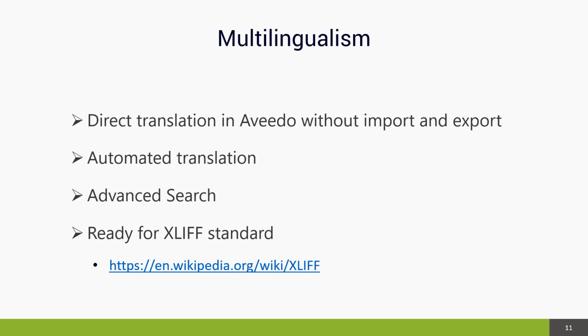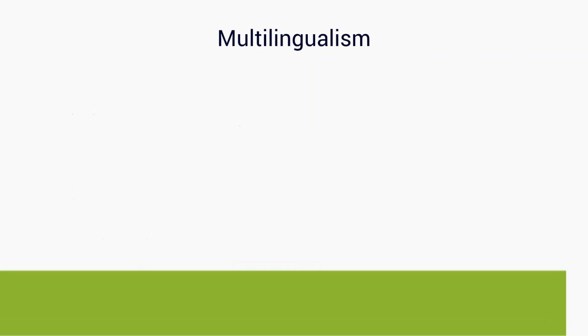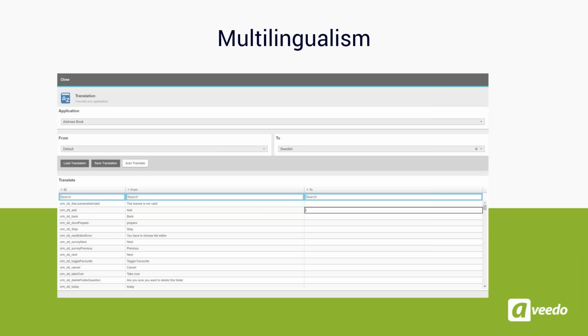And we are ready for the XLIFF standard. XLIFF is the open standard for translation. So if you export a language as an XLIFF file, you can give it to a translation office, and they have software there to work with it and give it back to you, and then you can import it. Here's a screenshot of the new translation part, but I think it's better to show you live.